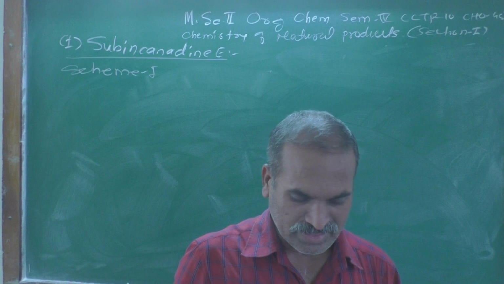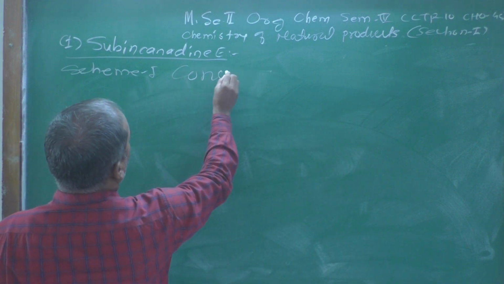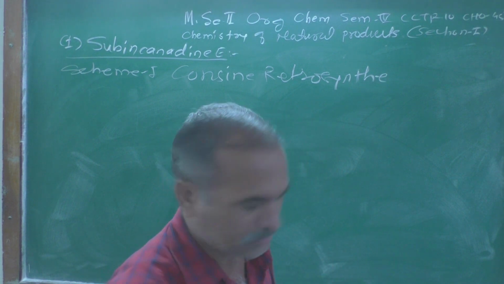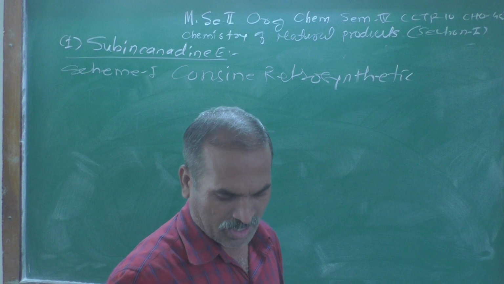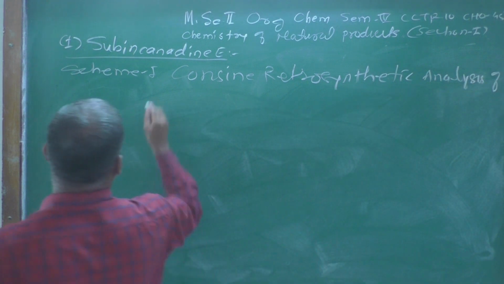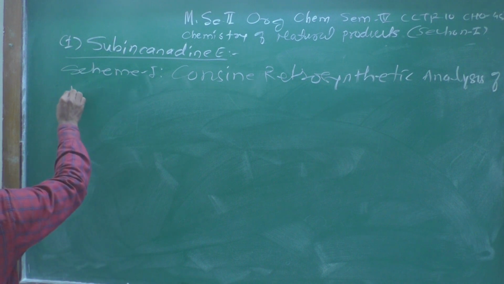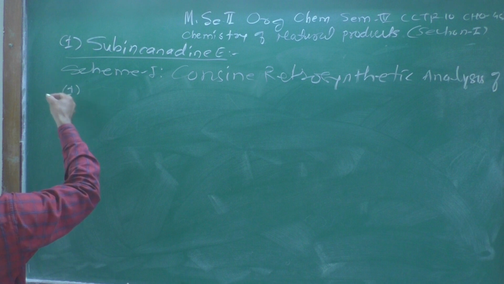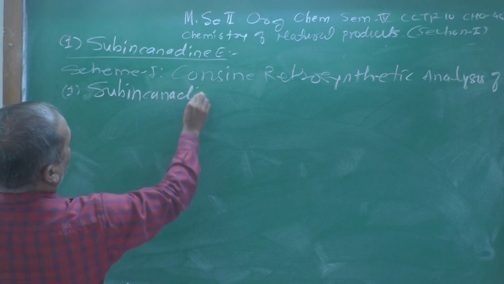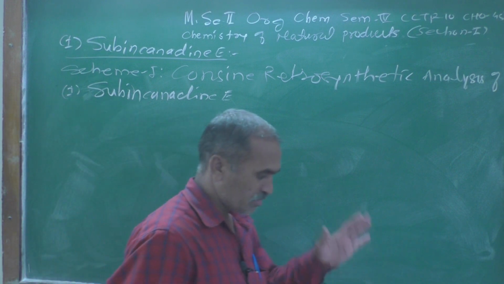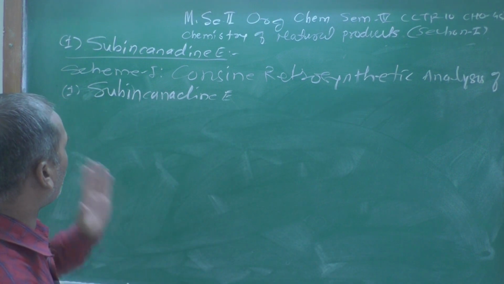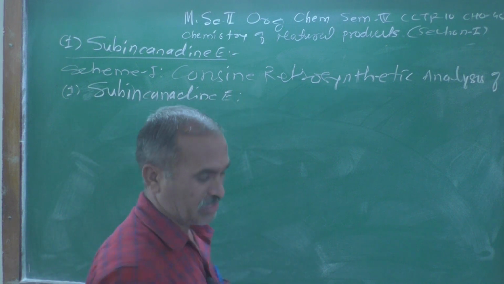Consigned retrosynthetic analysis of plus minus, as we know it is a specific rotation, Sabine Canadine E. That is scheme number 1, where we are going to represent the consigned retrosynthetic analysis of Sabine Canadine E. Let's see the target molecule.